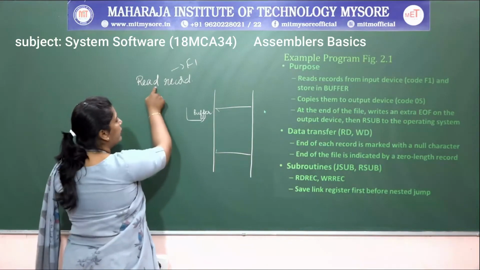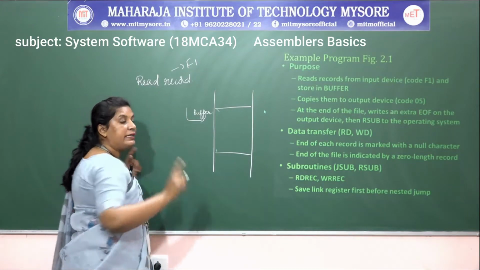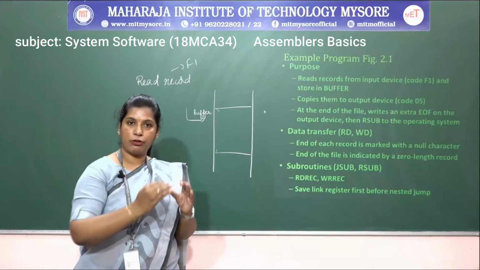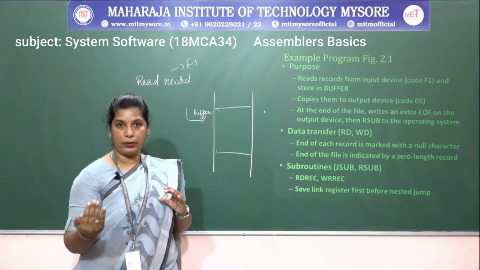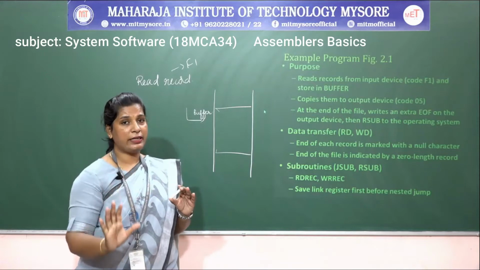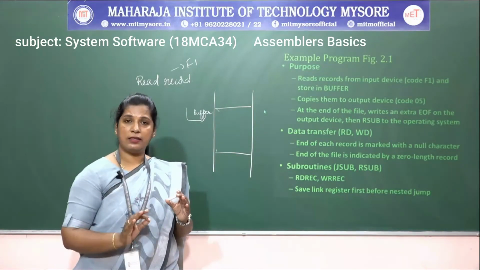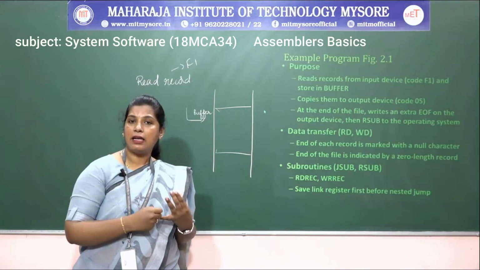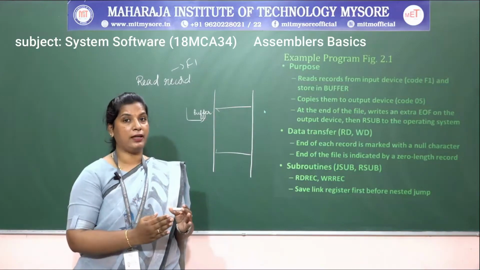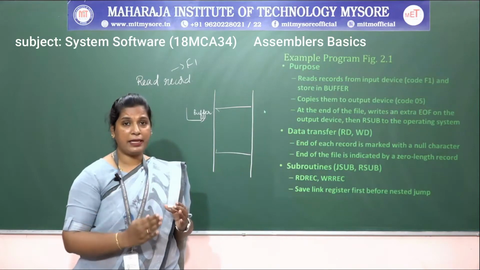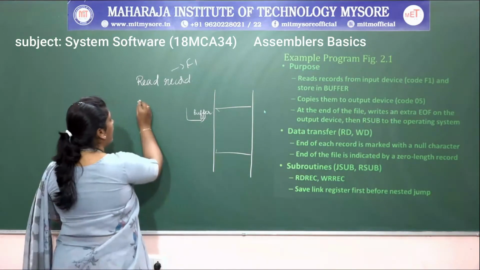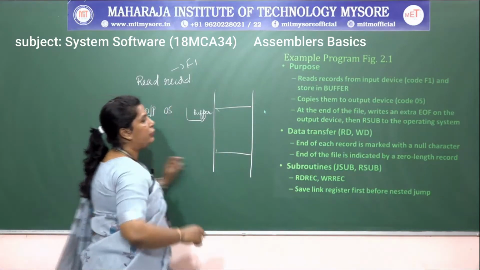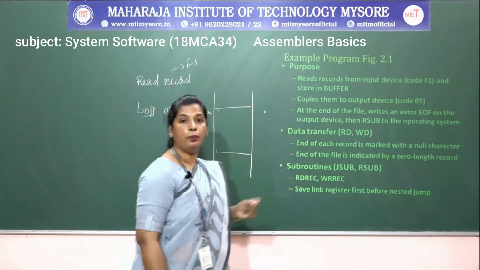Once the record is being read from the input device, at a time it is able to read only a single character. For each single character, it just reads and stores, like that. Once the first record is done, it might have any number of characters. The next task is to display the same record onto the output device. What is the code of the output device? It is 05. It is going to copy them to the output device.